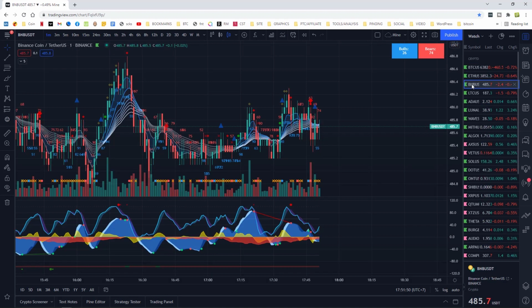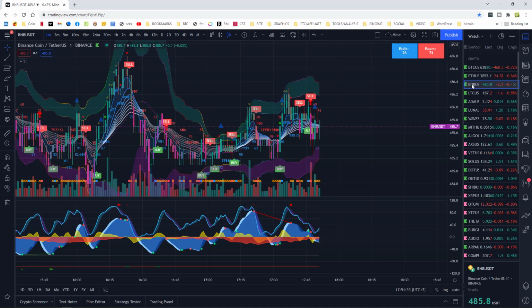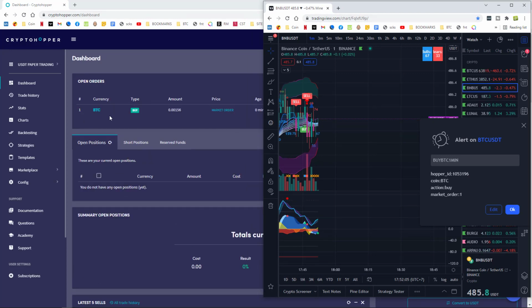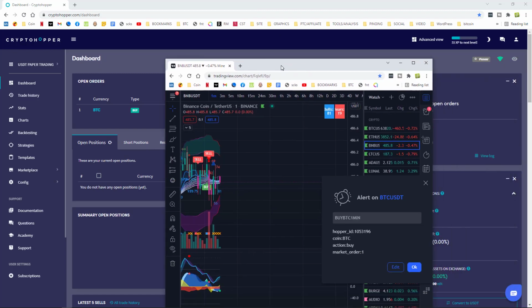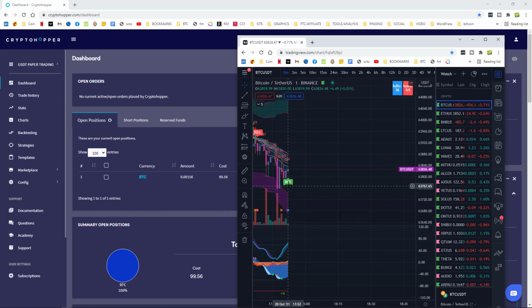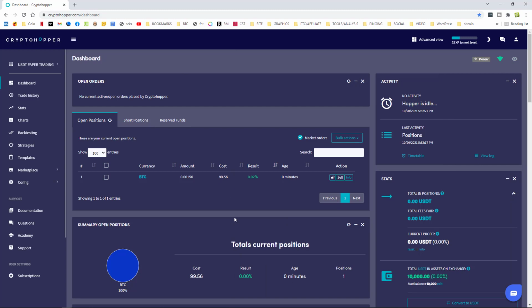BNB. BNB's going up. All right, just for good measure. Now, what have we got? Buy Bitcoin. Right, is it gonna? Yeah, there it is. Boom. So it works. It's bought Bitcoin based on that buy signal there. Sent a message to Cryptohopper, buy Bitcoin now, and it's bought almost $100 worth, like I set it in the config.